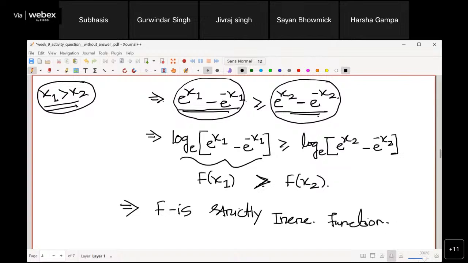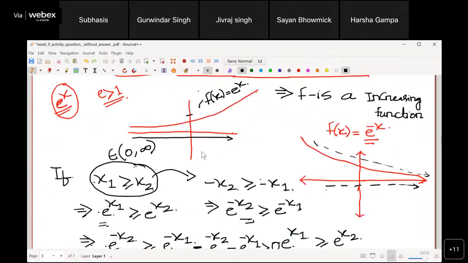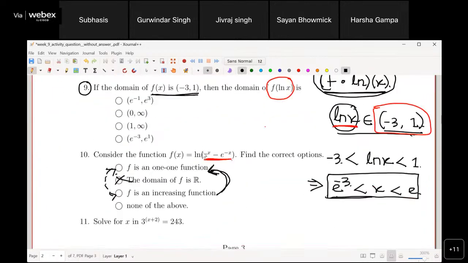Since this is a strictly increasing function, it is also one-one. Sorry. So I started with this question here, and that means option 1 and option 3 are correct. Okay, so this question number 10 is clear.